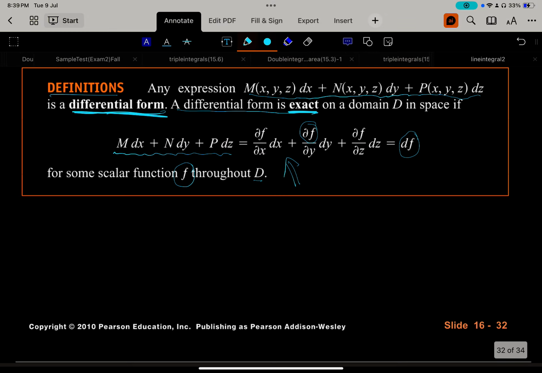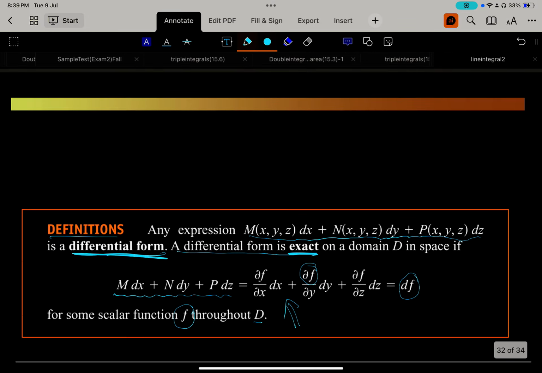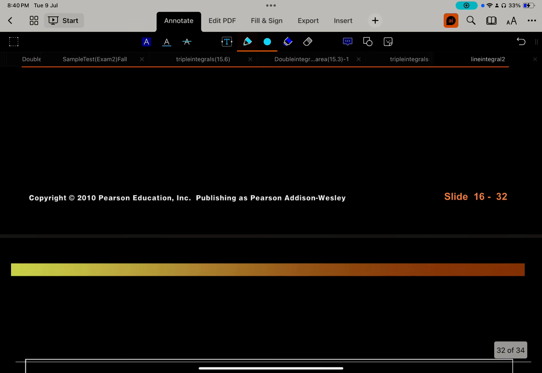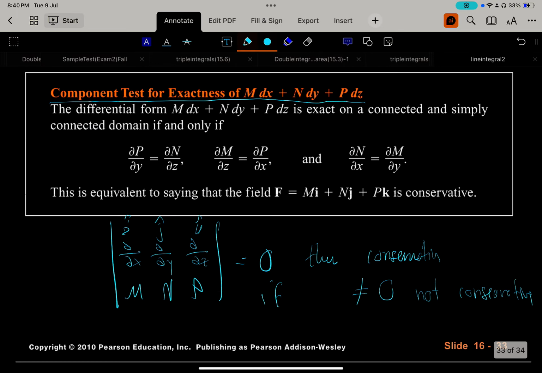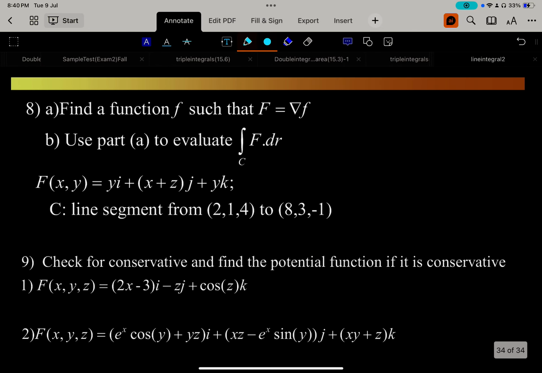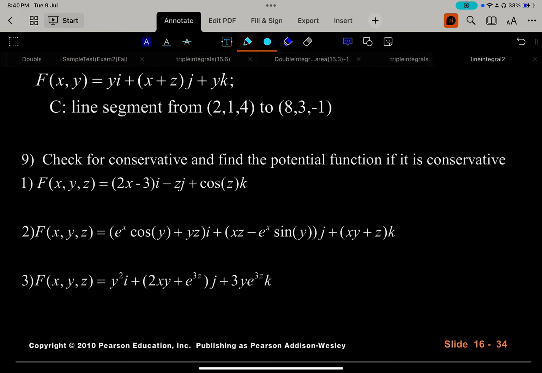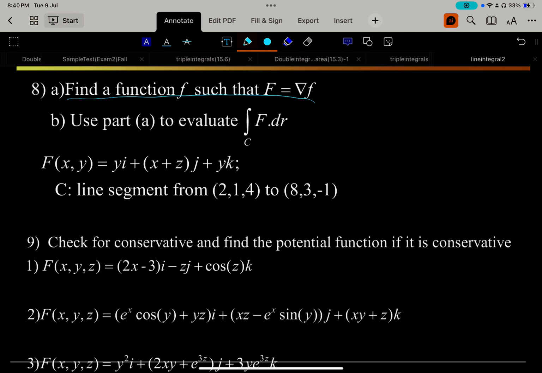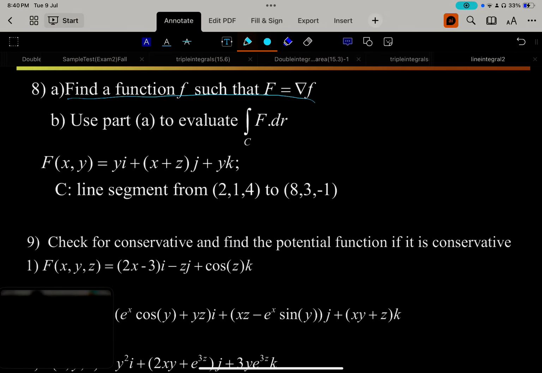Okay, that's basically how we do it. M and P. Okay. Now this is interesting. So he wants us to find a function f such that f is equal to the gradient. Okay, so this is basically the same way we did it. Just take a picture of this and try to solve it.